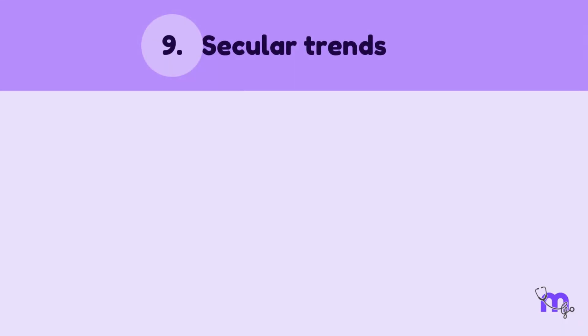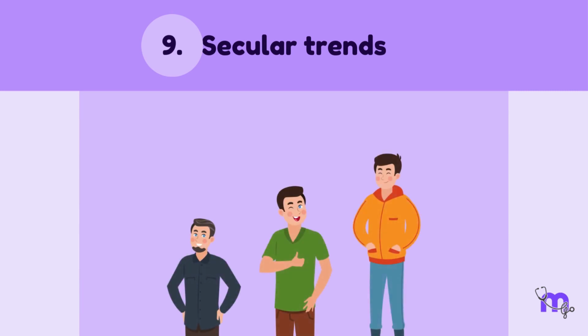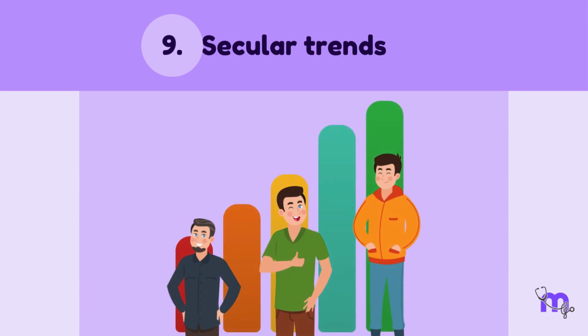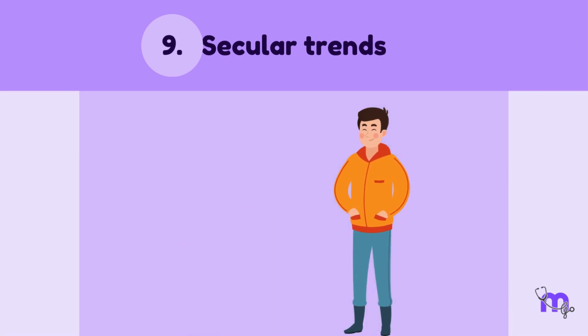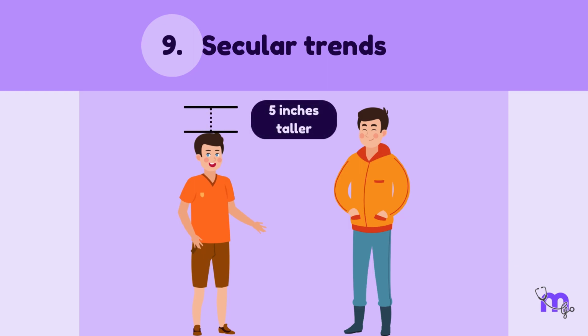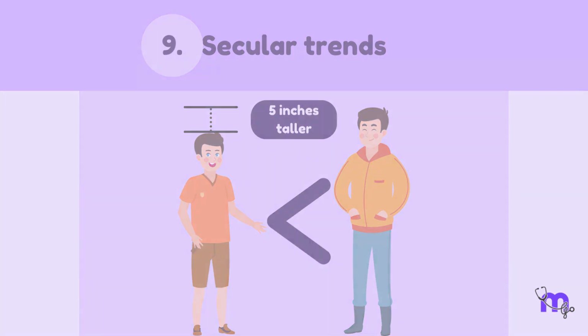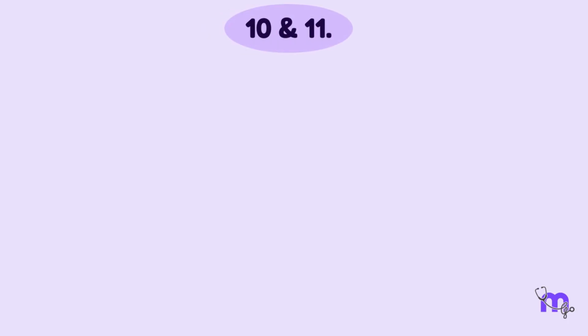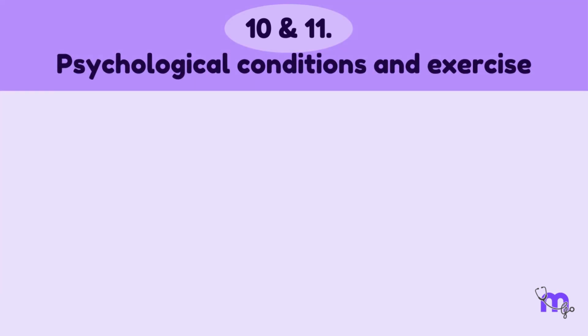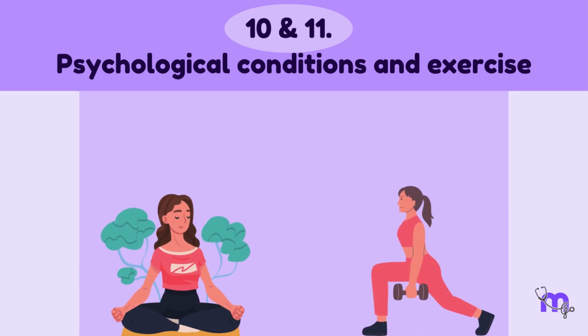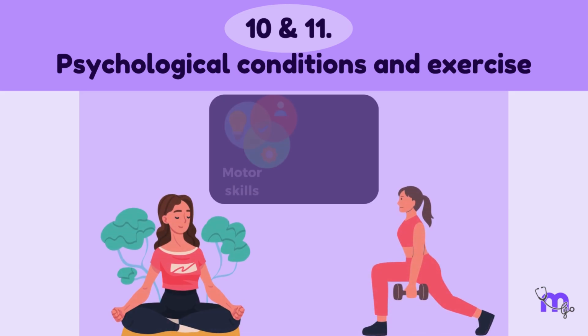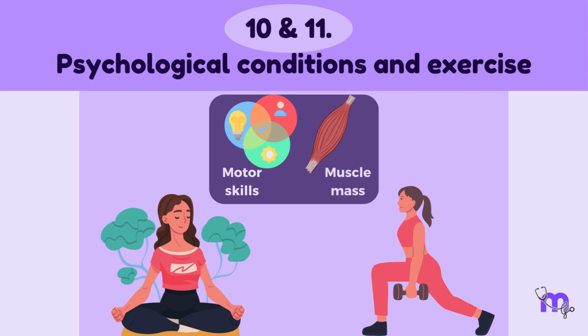Moving on to the ninth factor, secular trends. As generations passed, it was observed that height gradually increased in males. For example, it was observed that teenage boys were approx 5 inches taller than their same counterparts 50 years back. Next, we come to the 10th and 11th factor, that is, psychological conditions and exercise. A healthy mind and body plays a role in growth, development of motor skill, and muscle mass.